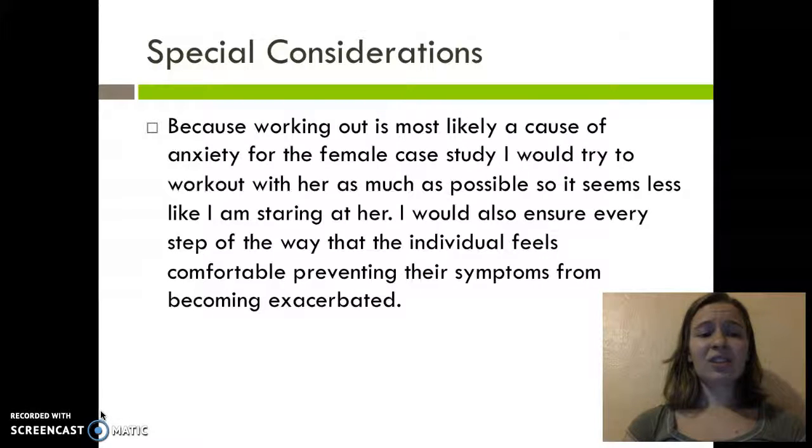Because she has a lot of anxiety from her PTSD, I would try and work out with her so it doesn't seem like I'm staring at her, and she feels comfortable and like we're doing this together. And I would constantly be asking her if she was okay and felt comfortable.